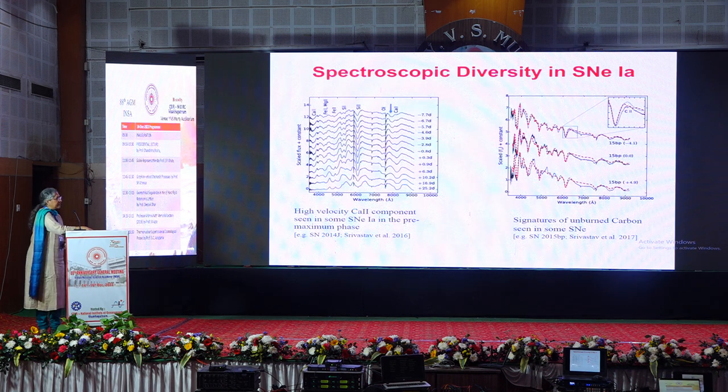And there is some other diversity which is not necessarily correlated with the light curve. There are some high velocity components seen in some supernovae, but not in all of them. Like for example, some supernovae show a high velocity calcium component, particularly seen in the pre-maximum phase, whereas several of them have also shown signatures of unburned carbon.